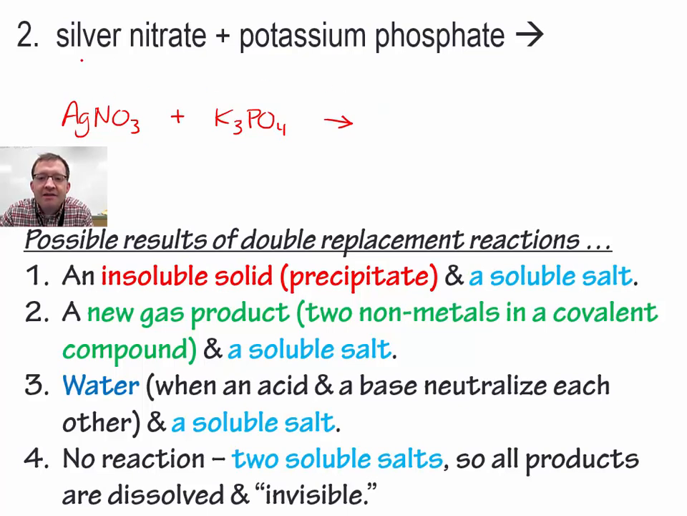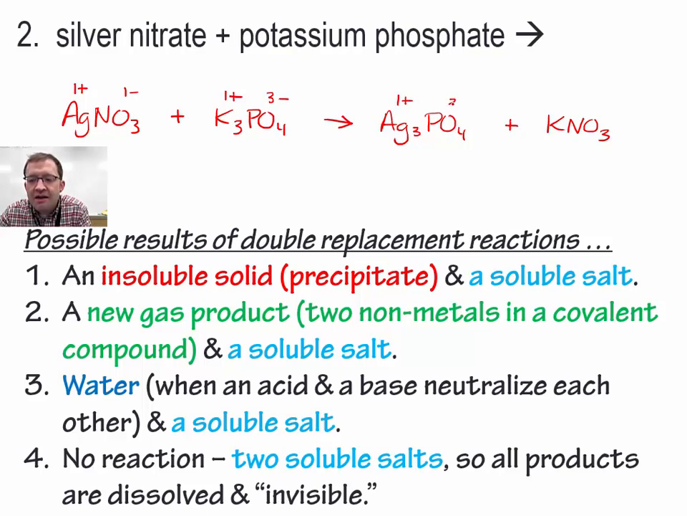When these combine, silver will go with phosphate, and the order over here, which product comes first, isn't all that important. But silver will go with phosphate, and potassium will go with nitrate. Do keep in mind when you're coming up with the products the original charges you had over here. So silver is a +1 ion, nitrate's a -1. Potassium's a +1 ion, phosphate's a -3 ion. And when those go together, they recombine with those same charges in mind. And so you need to rewrite formulas for the products over here based on those charges.